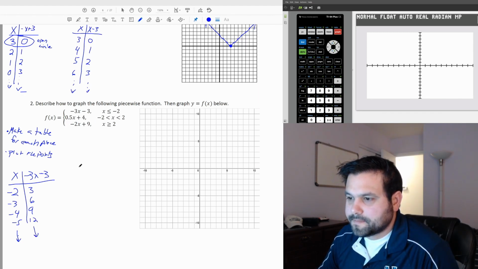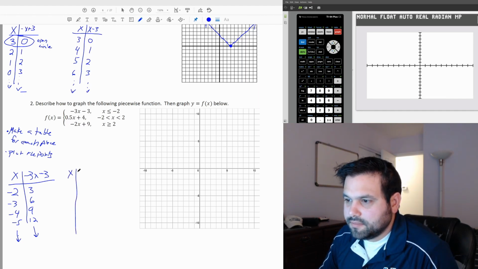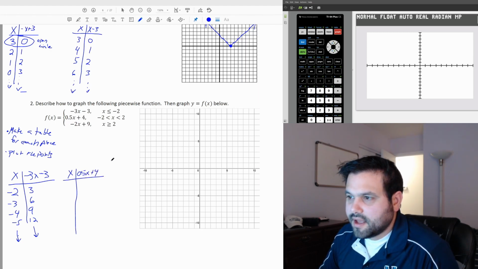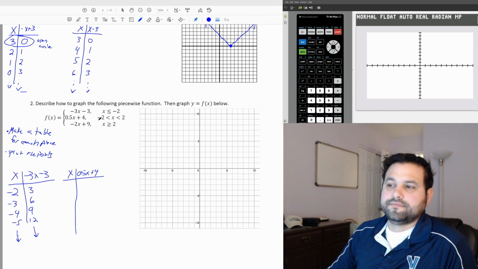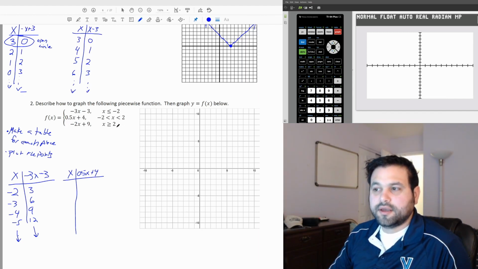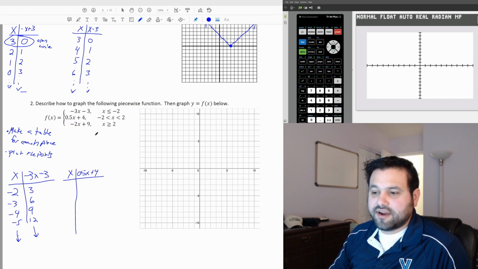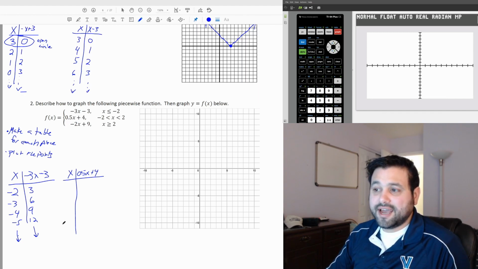Next table would be 0.5x plus 4. And that's going to be from negative 2 to 2. So I'm not going to go on forever. I'm not going to have arrows in this piece of the function. I'm only going to go from negative 2 to 2. And I'm not even going to include negative 2 or 2.